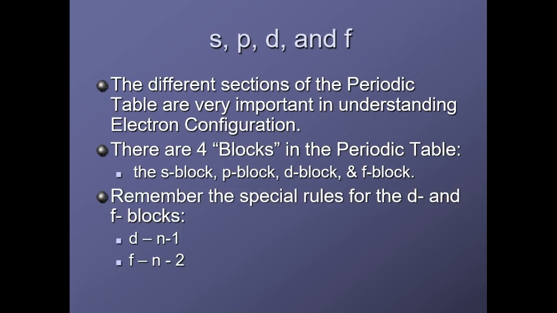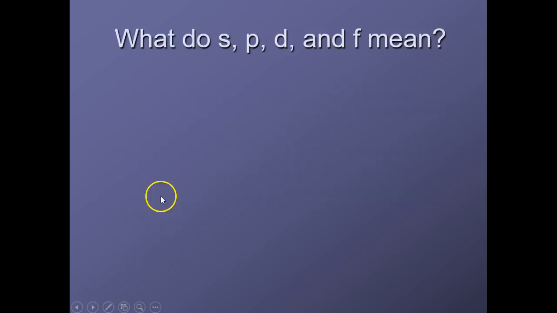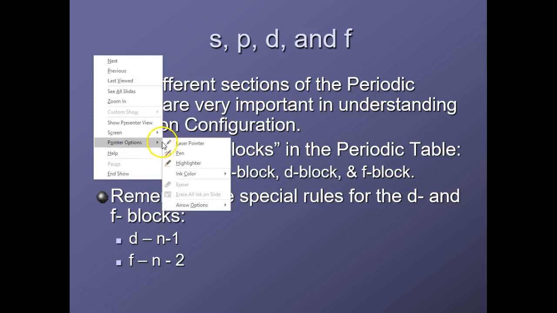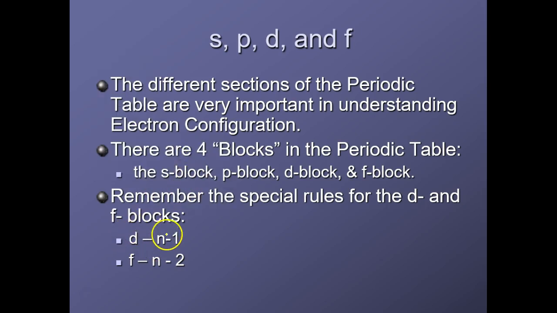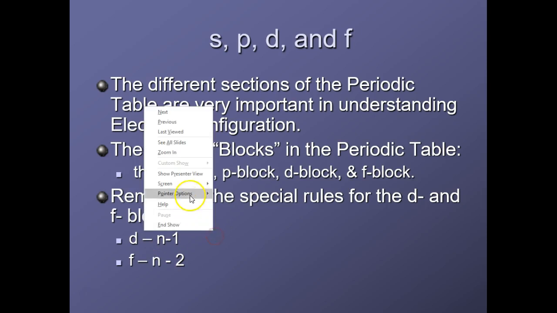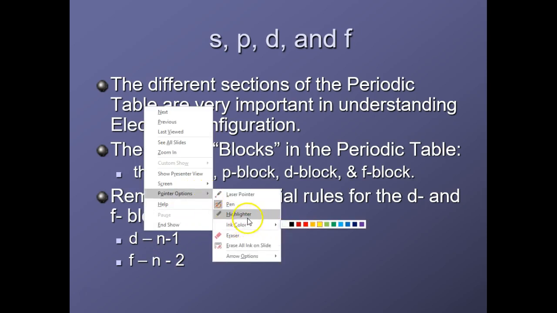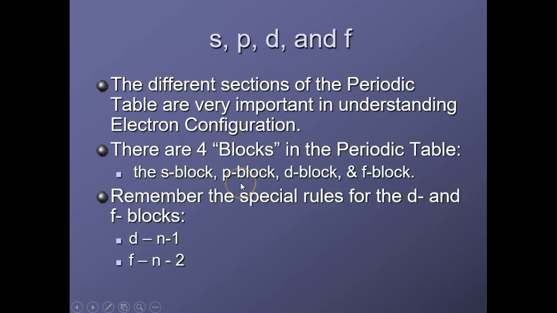Okay. Remember these special rules? In the D block, you have D minus 1 and F minus 2. Take that N out of there. I forgot to do that. Don't have those in there. Let me make sure my pen is working. Alright, got it working. So it's D minus 1 and F minus 2, sorry.